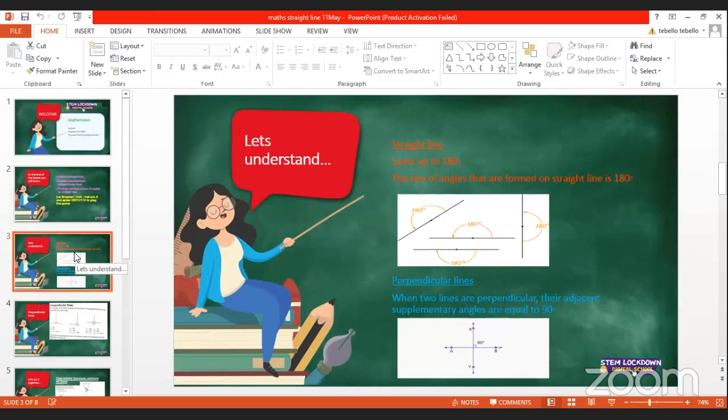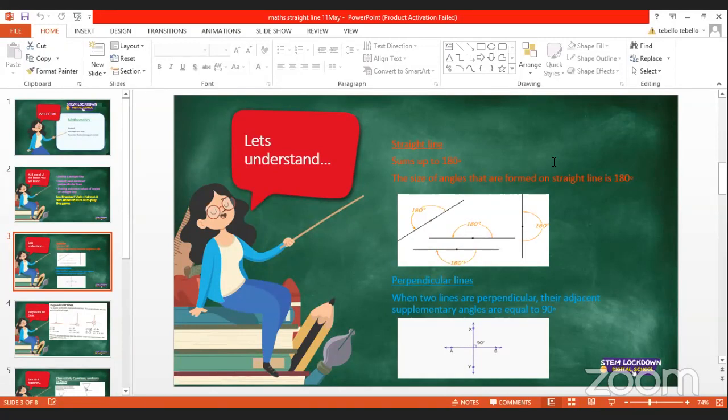Okay, point number 1. What is a straight line? A straight line sums to 180 degrees. You can see here, I have a picture for you. You can see 180. So on top there, the angles must sum to 180 degrees if we have a straight line and there are angles on top. Those angles must sum to 180 degrees.